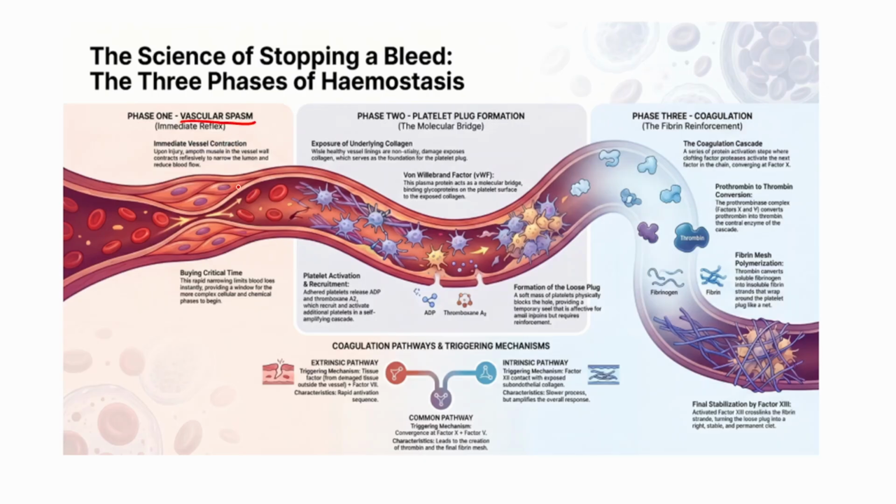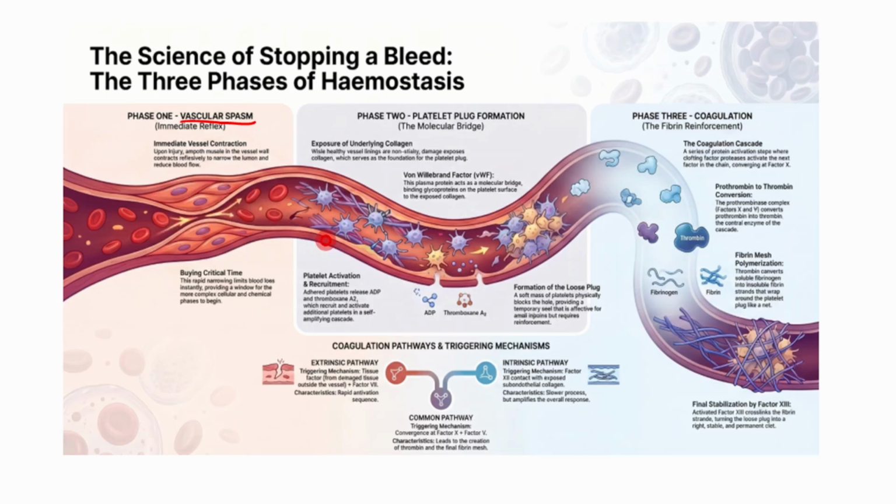Vascular spasm. The very millisecond a vessel wall is sliced, local trauma to the vascular smooth muscle triggers an immediate localized reflex contraction, as you can see over here. The smooth muscle fibers in the tunica media constrict forcefully, narrowing the lumen and instantly reducing regional blood flow. Due to this contraction, blood flow is reduced right now.